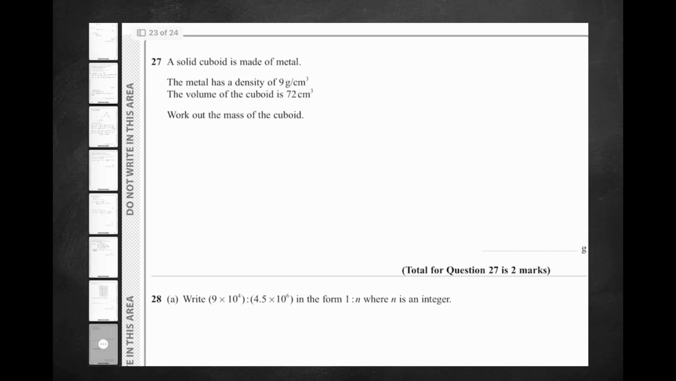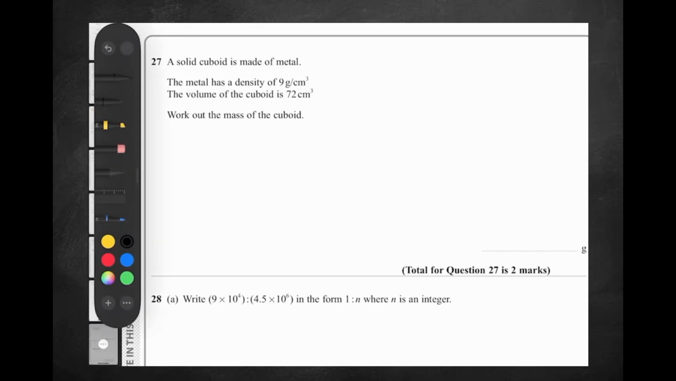Question 27. A solid cuboid is made of metal. The metal has density of 9 grams per cubic centimeter. The volume of the cuboid is 72 centimeters cubed. Work out the mass of the cuboid. So, density equals mass over volume. So we'll rearrange this to be mass equals density multiplied by volume.